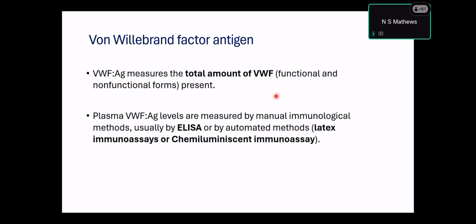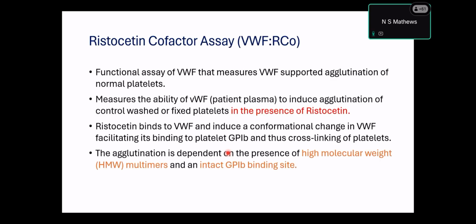So antigen measures the total amount, and this can be done by ELISA or latex or chemiluminescent platform. The ristocetin cofactor assay is a functional assay that tells you about the von Willebrand supported agglutination of normal platelets. So you use ristocetin, which helps do that. Ristocetin binds von Willebrand factor, induces a conformation change, and helps it bind platelet glycoprotein 1B, causing the cross-linking. This is dependent on the presence of high molecular weight multimers and an intact glycoprotein 1B site. Only if these two are intact do you get a normal ristocetin cofactor assay.